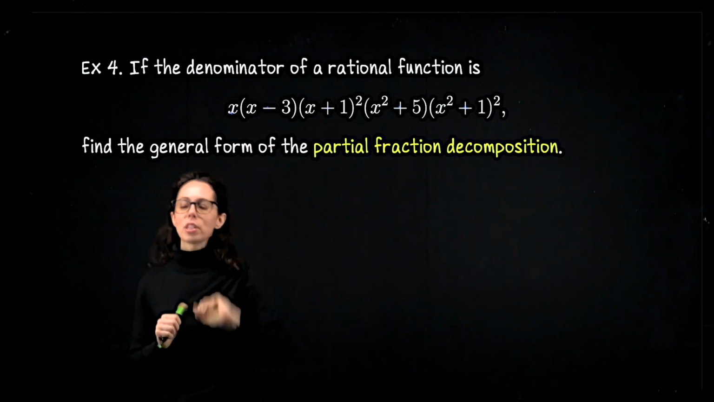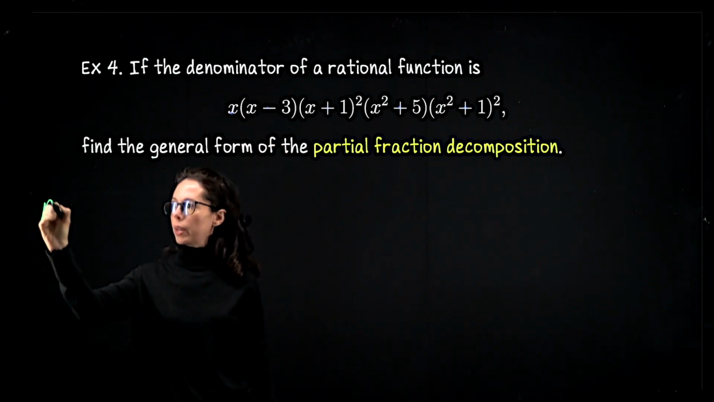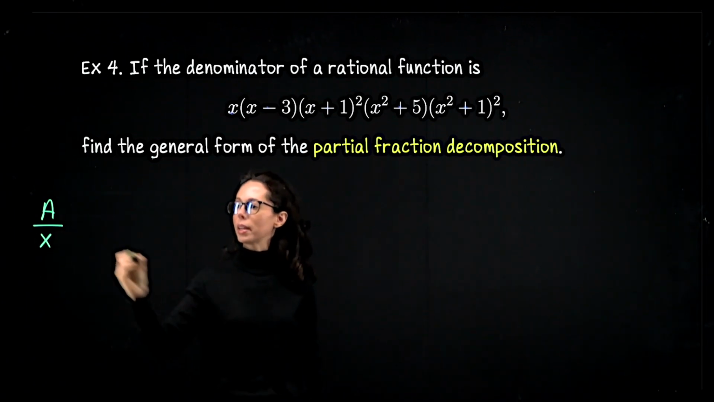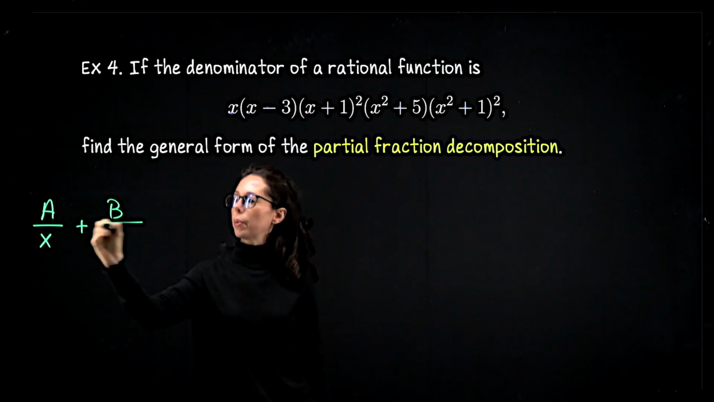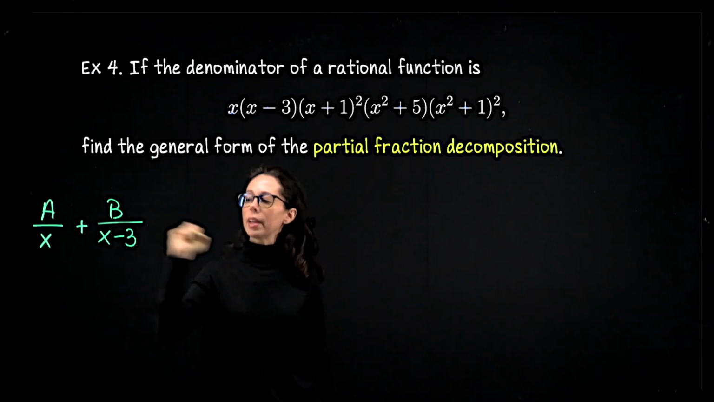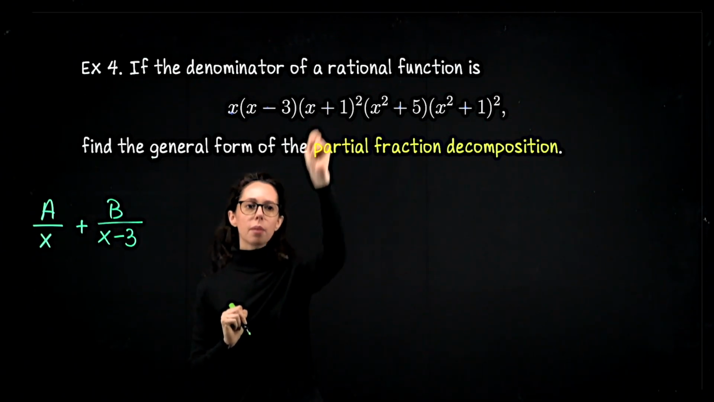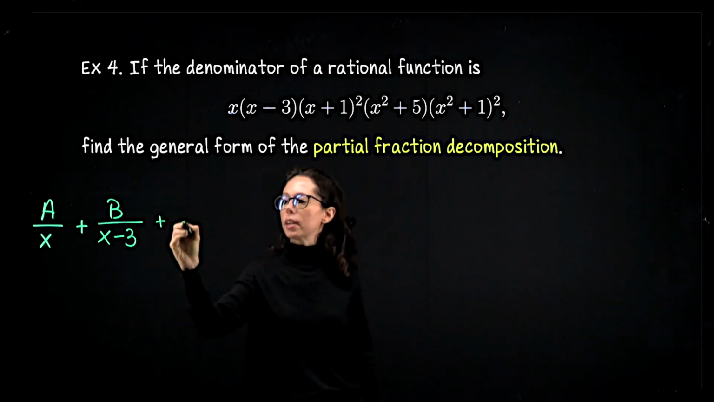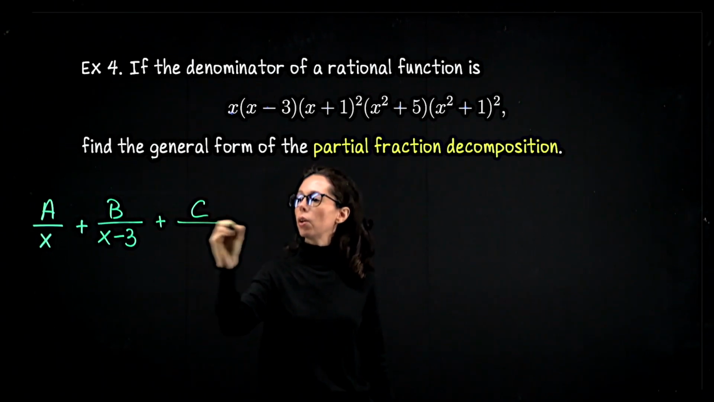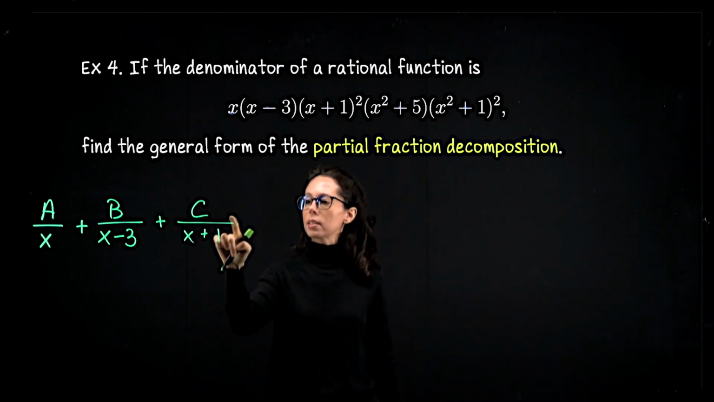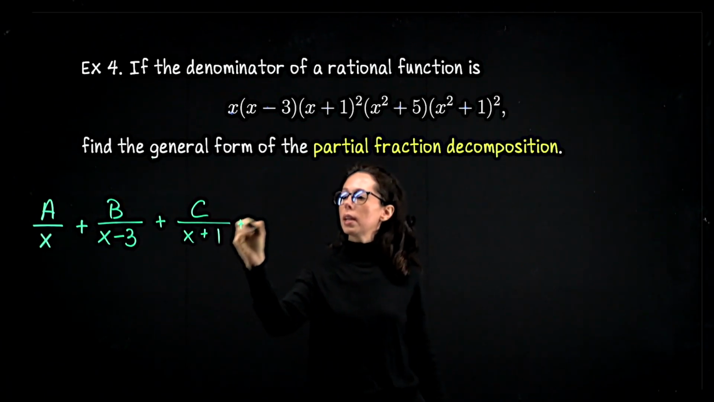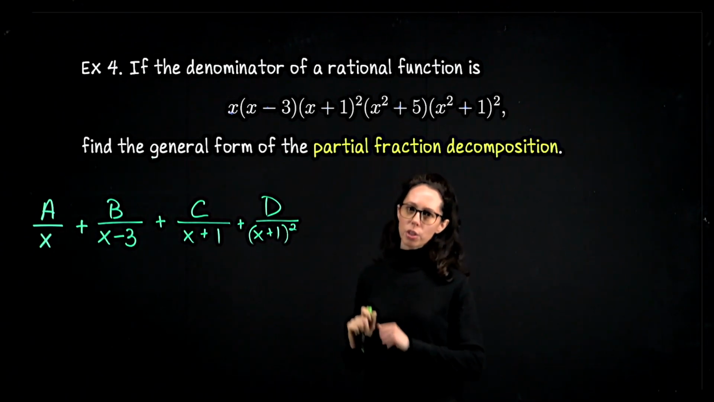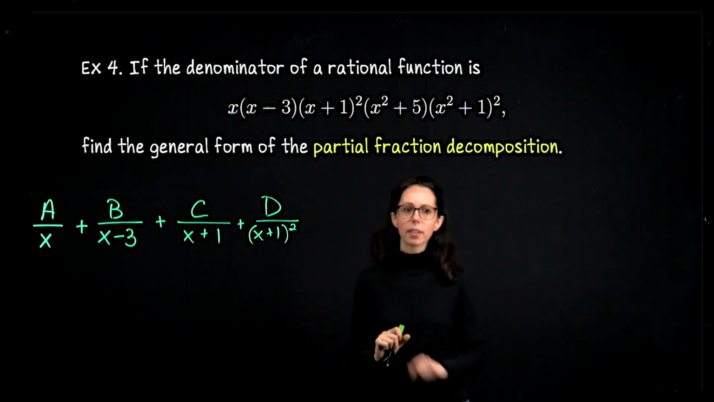So for this first one, we just have plain old x. So we would have a term that looked like a over x. Then for the second one, we have x minus 3. So similarly, we would have b over x minus 3. Now for this third term, we have x plus 1 squared. Because of the repeated factor, we would have c over x plus 1. So that's like degree 1, plus d over x plus 1 squared. So those are the two possibilities you would have with that repeated factor.